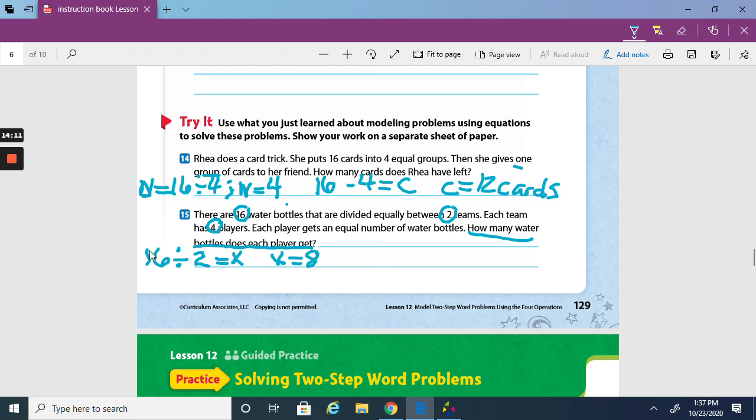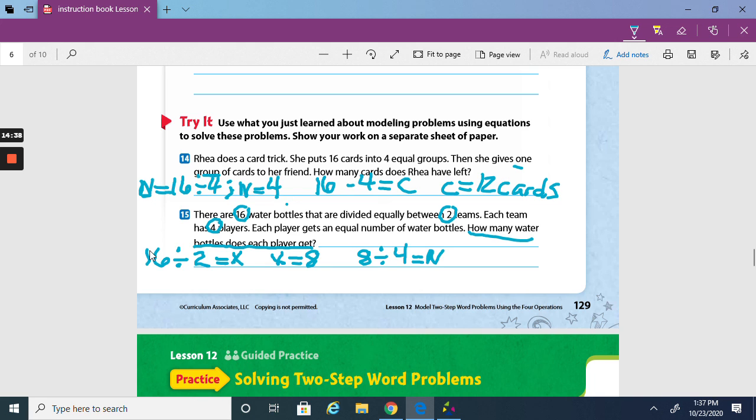Then I'm going to take the number of water bottles that each team gets, and I'm going to divide that number by 4 because each team has 4 players. I don't know what my answer is going to be, so I'm going to put N to represent how many water bottles each player gets.